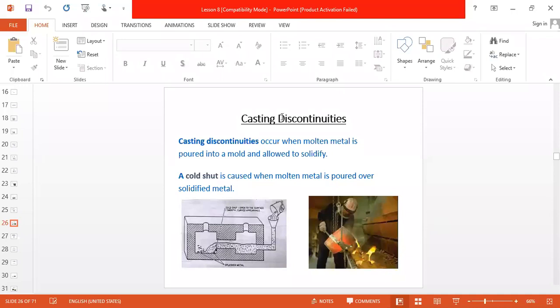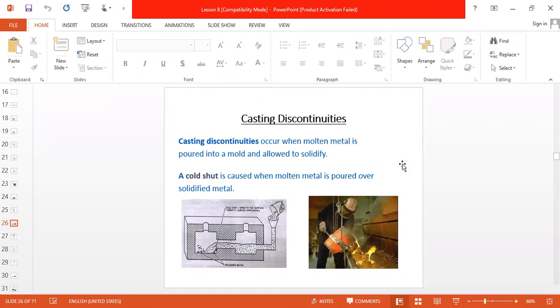Now the casting discontinuities. See, this is the mold, and this cavity means our required job. We are pouring from here, the basin, through this gating process, and the molten metal goes here. Some of the molten metal flashes here and it solidifies. And when this metal and this metal are not fused together, then we can say cold shut.